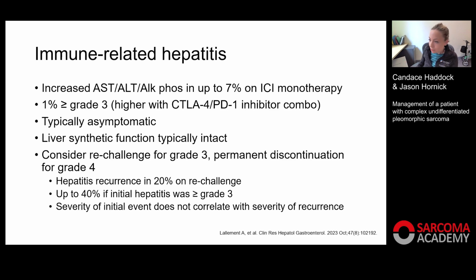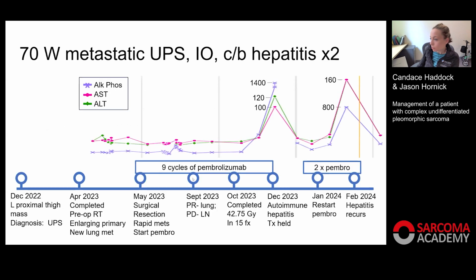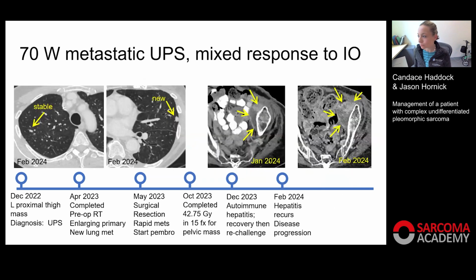So all considered, and especially considering the patient's preferences as well, I felt it was worth a try to re-challenge with Pembro, and we did, and the same thing happened. So luckily it was also resolved quickly. There was no liver synthetic dysfunction, but we did feel at that point that it was the right decision then to move on from pembrolizumab.